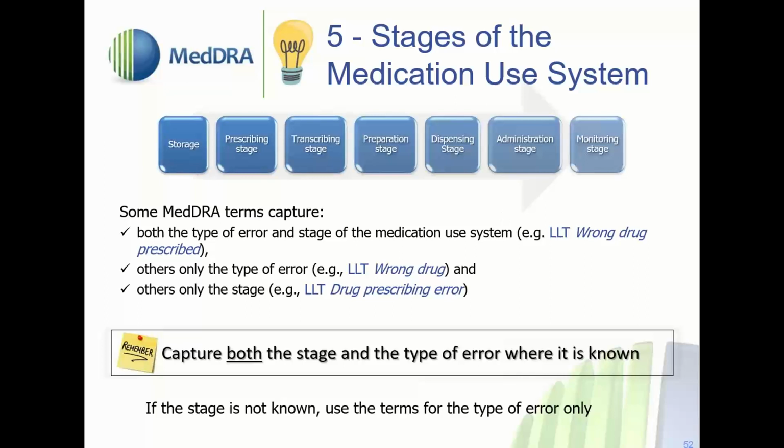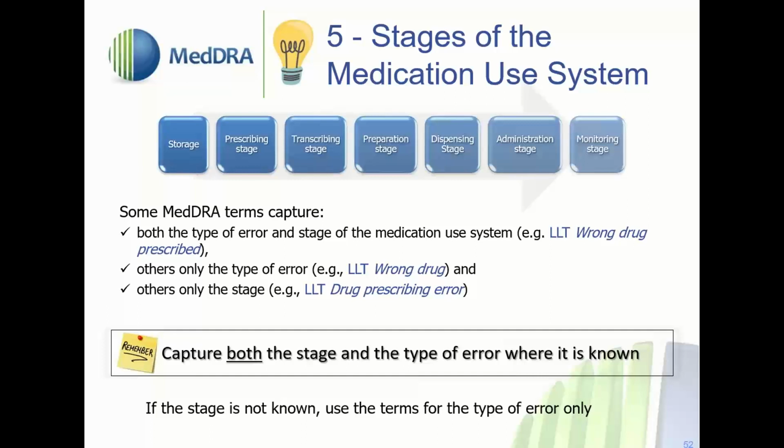So one of the principal MedDRA coding rules, code as specifically as possible, capturing the full information of what has been reported, also applies to the coding of medication errors, meaning that if a specific error is reported that occurred at a specific stage in the medication use process, we should capture the full information. So the type of error and the stage where it occurred. So MedDRA contains many terms that capture both the type of error and stage, like for instance, wrong drug prescribed.